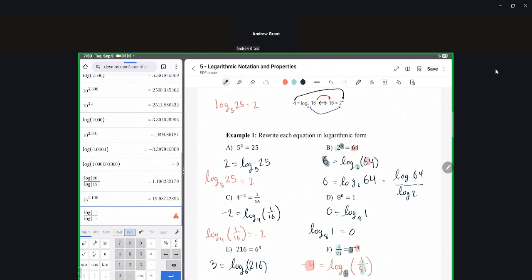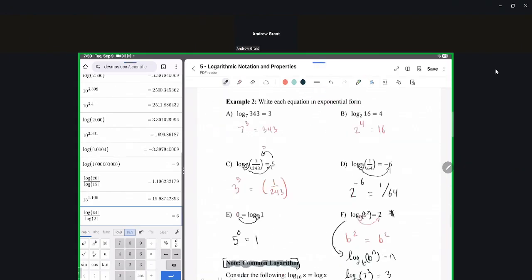And so this is going to be log of 64 over log of 2. And we can see we do get 6. So it's a super neat little handy formula for helping us to evaluate these things.